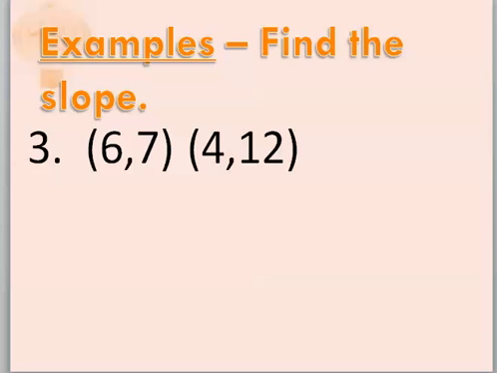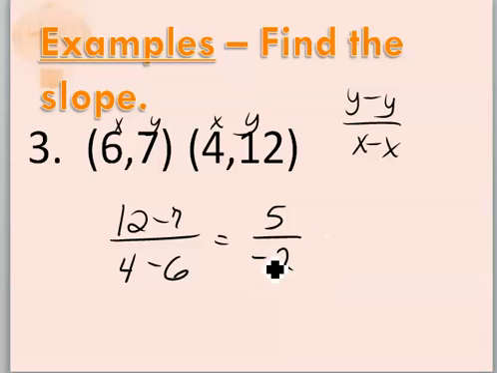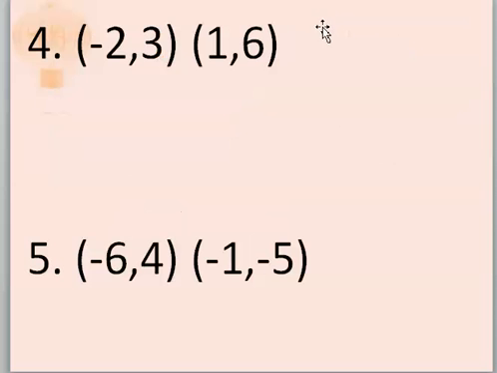Number 3, if we find the slope, y minus y over x minus x, we're going to do 12 minus 7. And because we started with 12 on top, we must start with the 4 on bottom. 12 minus 7 is 5. 4 minus 6 is negative 2. So we get a negative 5 halves. Still using the slope formula.